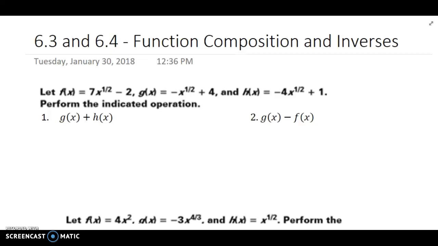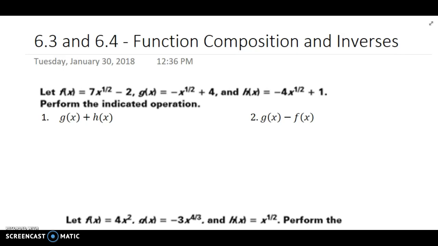So today we're going to talk about function composition and inverses. Basically the idea is we're going to put two functions together and we're going to use that to prove inverses at the end. This is a lot of things to learn about today, but all, in my opinion, not too difficult.